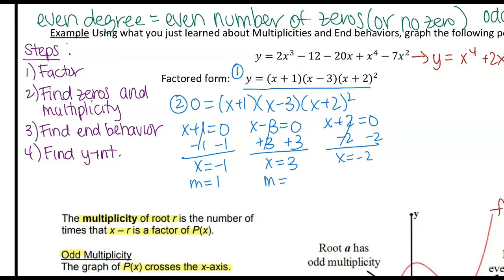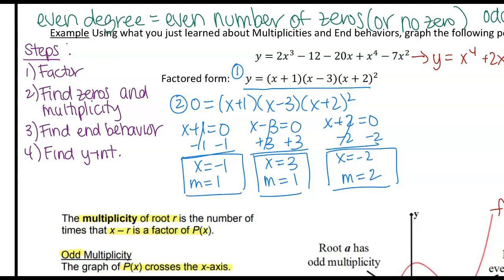Giselle, go ahead and do that for x equals 3 and for x equals negative 2. What's the multiplicity for x equals 3? 1. And for negative 2? 2. That one Fatima told us has a double root, so you want to make sure you put that 2 there. Each of these that I'm highlighting in yellow, I'm going to need in a bit. This is my multiplicity and my zeros.